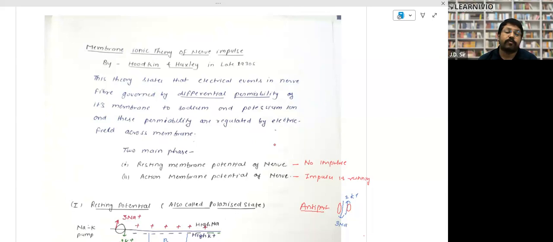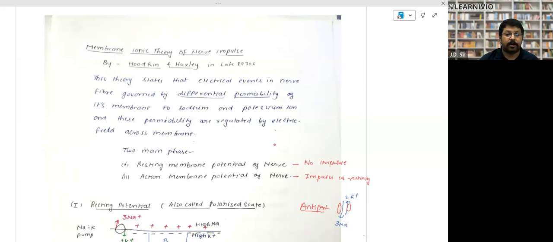The question I have been asked: who gave this? That question I have seen. So basically how the information flows in our neuron has been explained by two scientists, Hodgkin and Huxley, in the late 1930s. This theory states that electrical events in the nerve fiber are generated by the differential permeability of the membrane for sodium and potassium ion, right? This permeability is regulated by the electric field across the membrane.